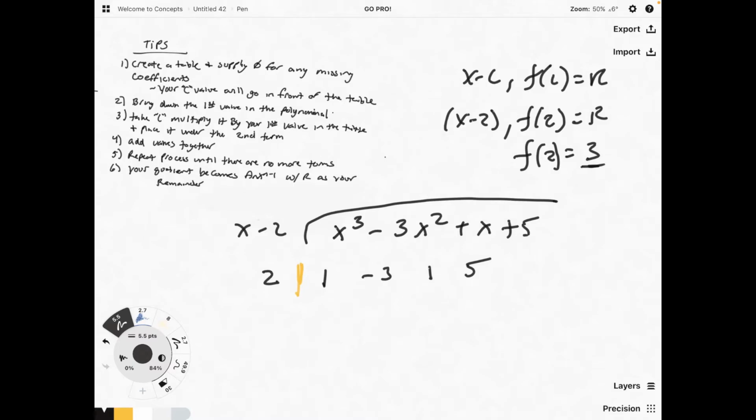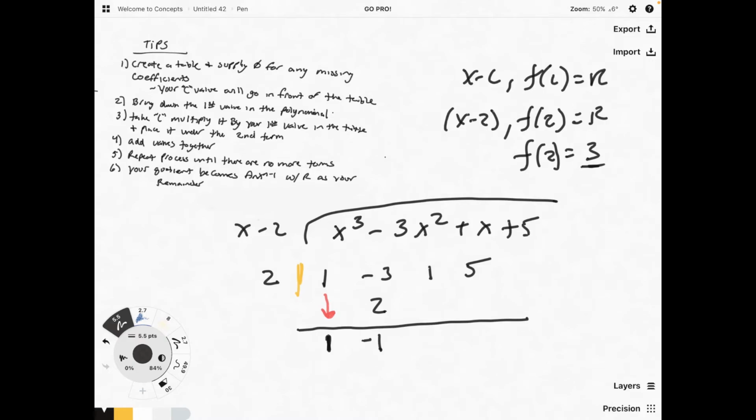Next step is we want to bring down our first value in our polynomial. So we're going to bring this 1 down. When we bring that 1 down, we're going to leave it right here. And then we do 2 times 1, and that's going to be equal to 2. And that was step 3. Step 4 is we're going to add the values together. We do negative 3 plus 2, which is equal to negative 1. Step 5, which is repeat this process till there are no more terms.